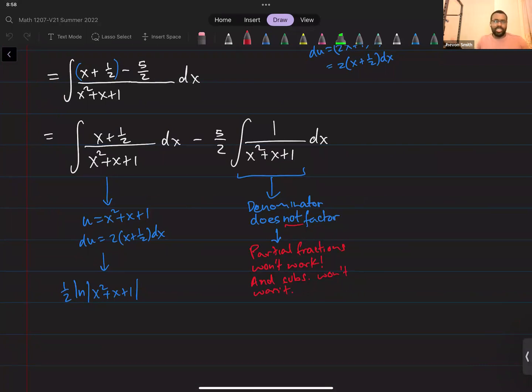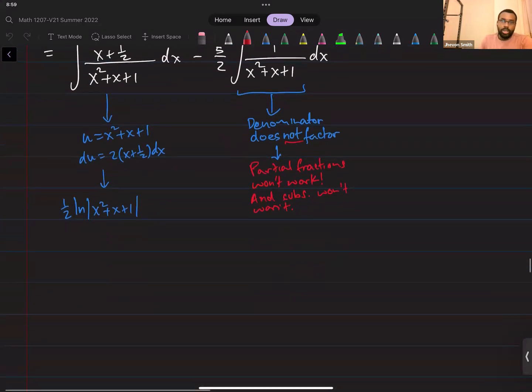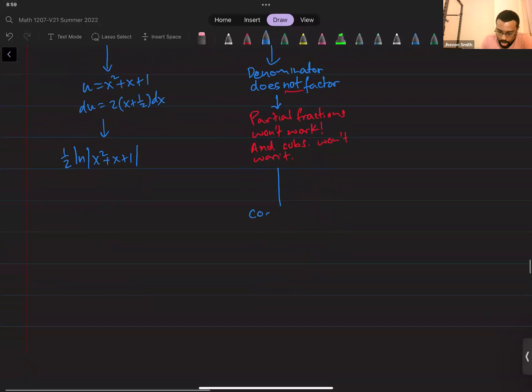Integration by parts, I don't have a product of 2 different kinds of functions. And I don't see how the derivative of this function will make things easier, because I take the derivative of this and I have to use the chain rule. It's actually going to end up worse. So at this point is where I'm like, okay, I should try a trig sub, in which case I would need to complete the square.